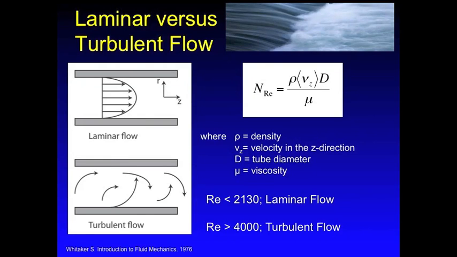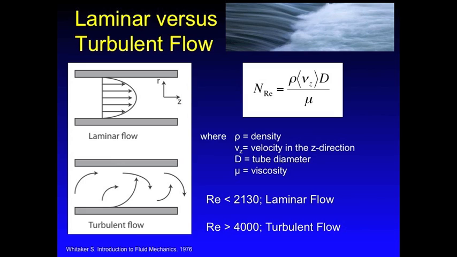In order to better understand microfluidic mixing, a brief overview of laminar and turbulent flow may be helpful. A Reynolds number less than 2,130 will ideally result in laminar flow, while a Reynolds number greater than 4,000 ideally results in turbulent flow. Fluidic mixing is most quickly and efficiently achieved in turbulent flow systems.